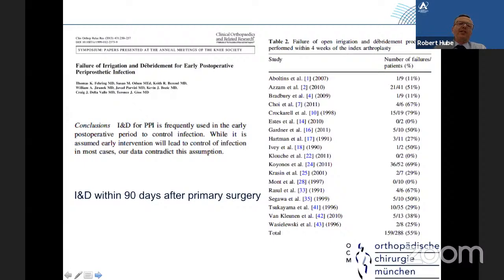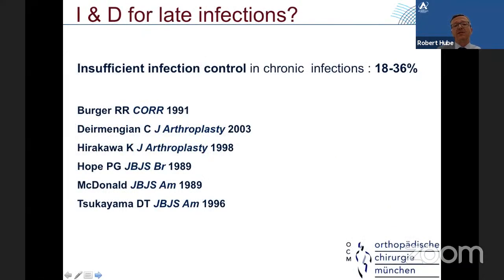But the failure of irrigation and debridement for early postoperative periprosthetic infections is high after 90 days. If you look at these numbers, it's 18 to 36% infection control after 90 days. That is horrible. But if you have a well-fixed implant with a porous coated surface, that is not easy to take out. And you have to talk to the patient and tell them the infection control percentage is low, but the risk of taking this implant out is also there. You have to balance the pros and cons, talk to the patient about what you can offer, and be honest to your patient.